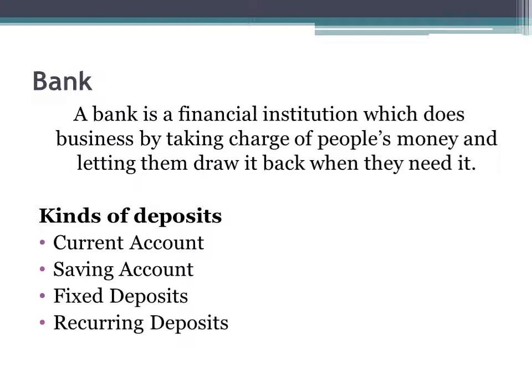Then coming to the fourth one, that is the recurring deposit. Here again, the very name itself, recurring, deposits a fixed amount every month for a period of time. So it is a kind of installments that you make. A certain amount is fixed and you have to pay it every month, for those who cannot make larger deposits or a lump sum.